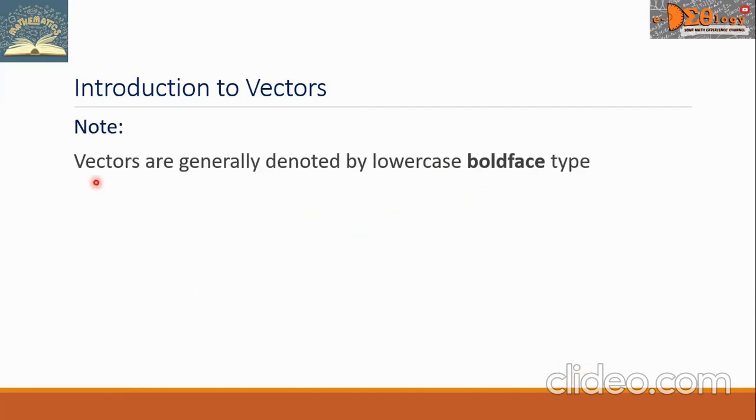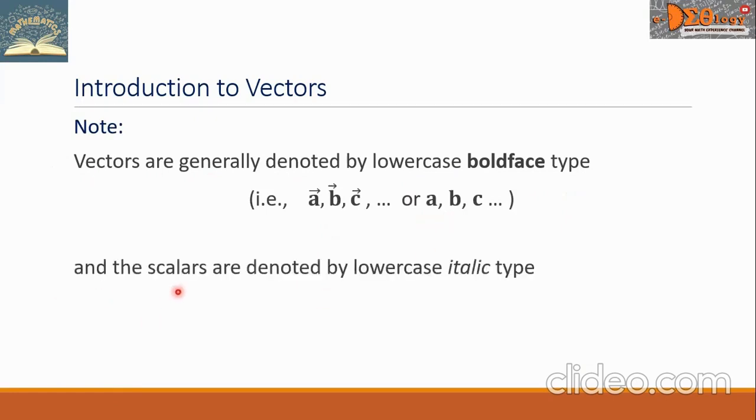Note that vectors are generally denoted by lowercase boldface type. Here are the examples. And the scalars are denoted by lowercase italic type. And here are the examples.